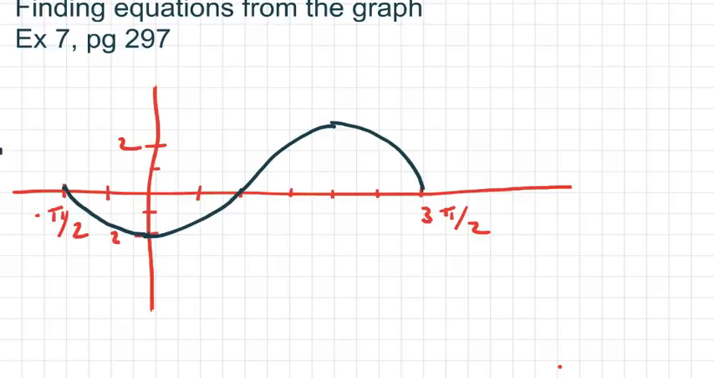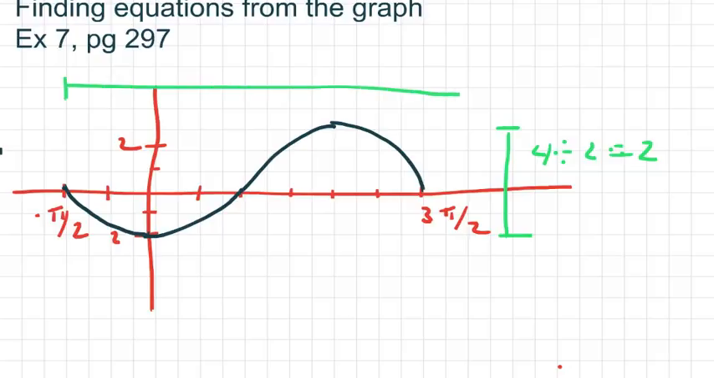Right away we can mark the amplitude. We find the minimum and the maximum, which is 2 to -2, so that's 4. We divide that by 2 to get an amplitude of 2. Alright? Then we need to find the period. Well, that's from here at -pi/2 to 3pi/2. 3pi/2 minus -pi/2 is 2pi, so that's the period.